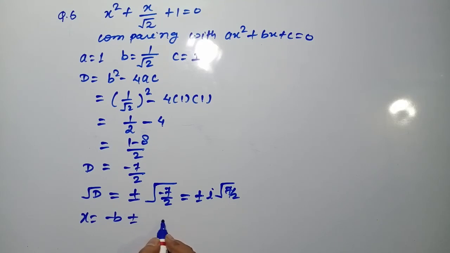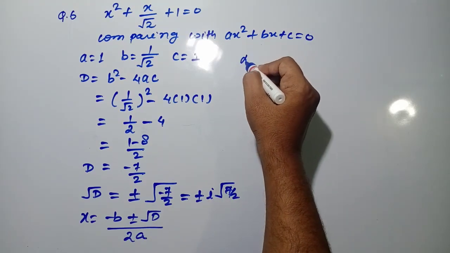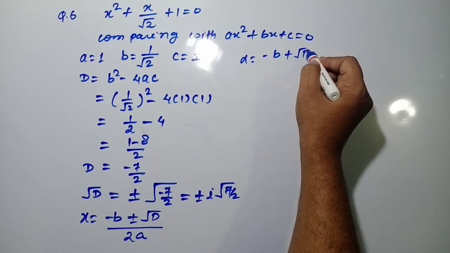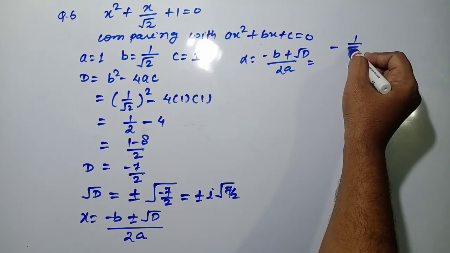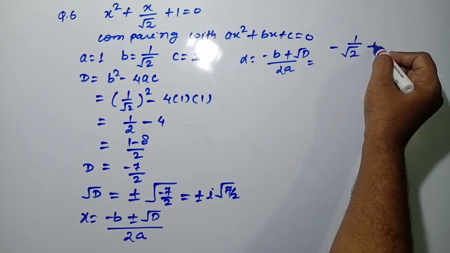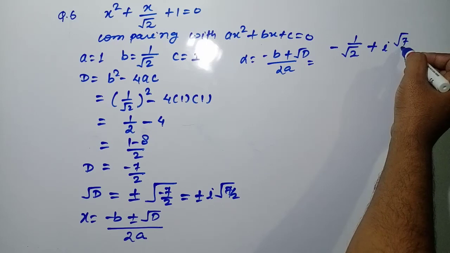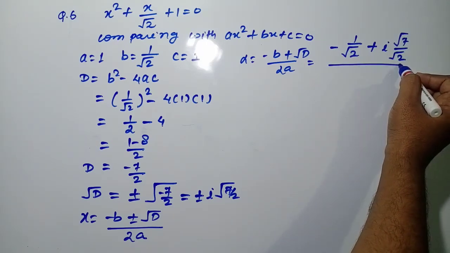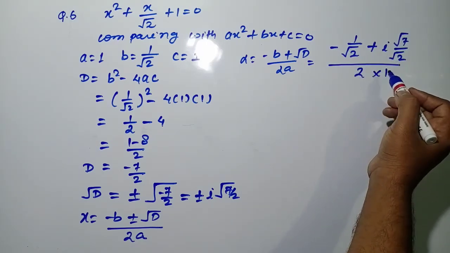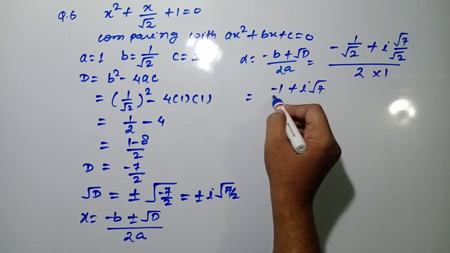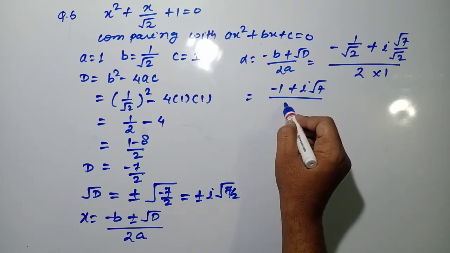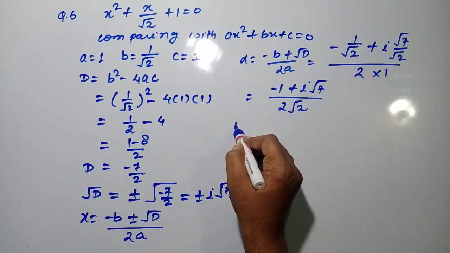So x is minus b plus minus root D upon 2a. So the value of alpha is equal to minus b plus root D upon 2a. So minus b is what? Minus 1 upon root 2 and square root of D, so plus iota root 7 by root 2, divided by 2a. A is 1. So here 1 upon root 2 is common. So finally we are getting minus 1 plus iota root 7 and root 2 comes to the denominator, so we are getting 2 root 2.